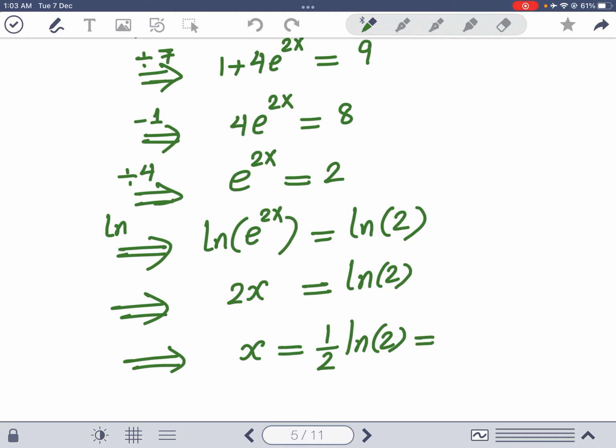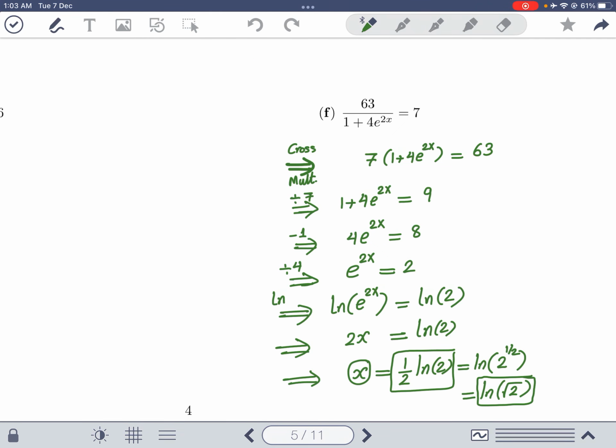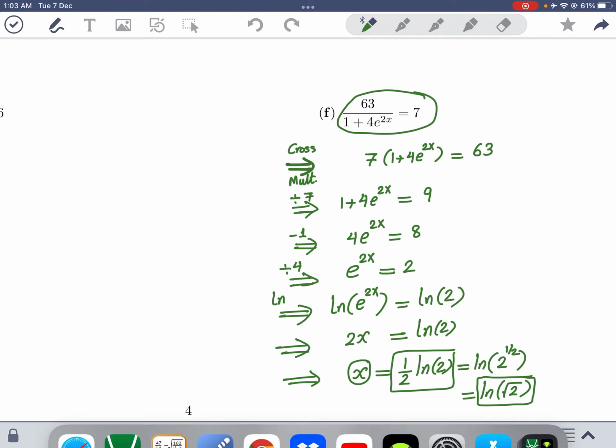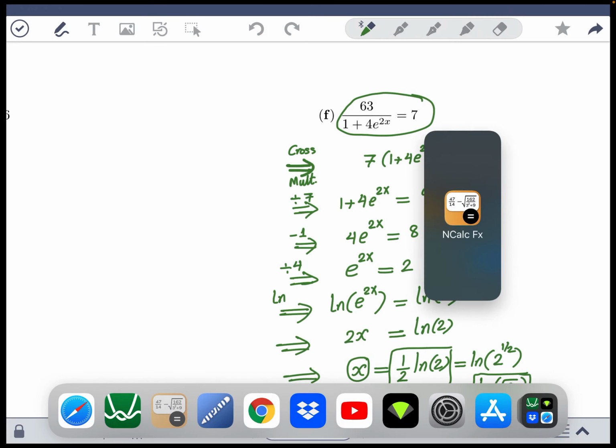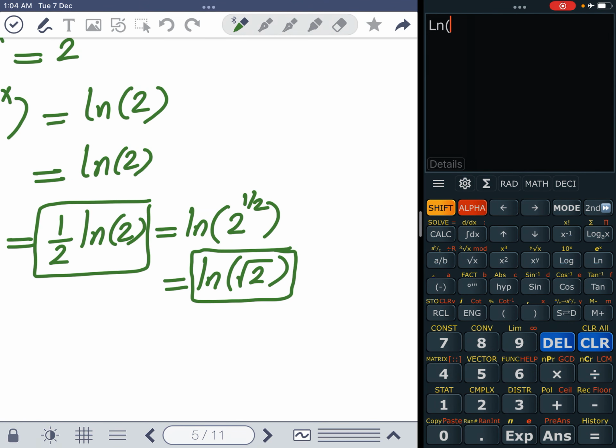You can even write this as ln of 2 to the half, you put the half inside, and this becomes ln of radical 2. You can have it like this, ln of radical 2 or half ln 2. That's our x for this question. And we want to check it, of course. So anyways, ln of radical 2, first we see what it is. Ln of radical 2 is approximately 0.3466 if you take it to 4 digits.